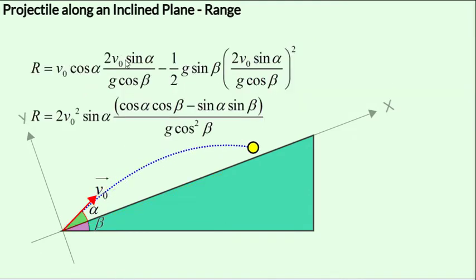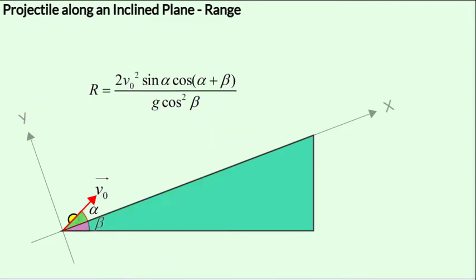We substitute for t here and for t squared here. And we multiply and divide this first term by cos beta. And now we observe a pattern, cos A cos B minus sin A sin B, which simplifies to cos of A plus B. So this will be cos of alpha plus beta in this case. So we get the range as 2 v0 squared sin alpha cos of alpha plus beta over g cos squared beta.